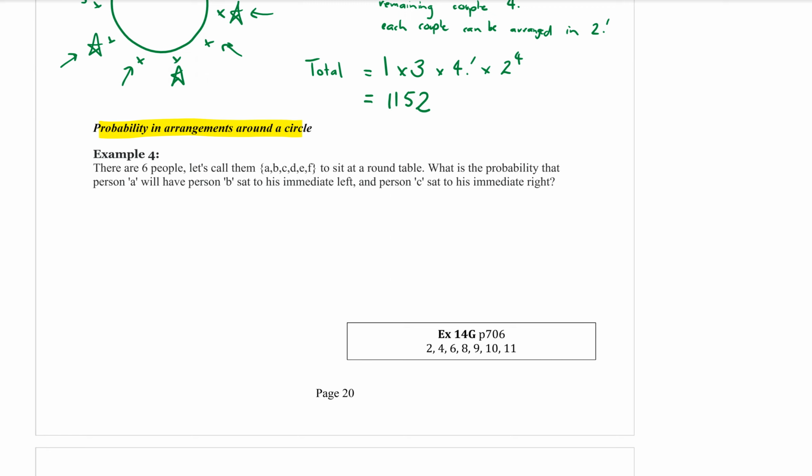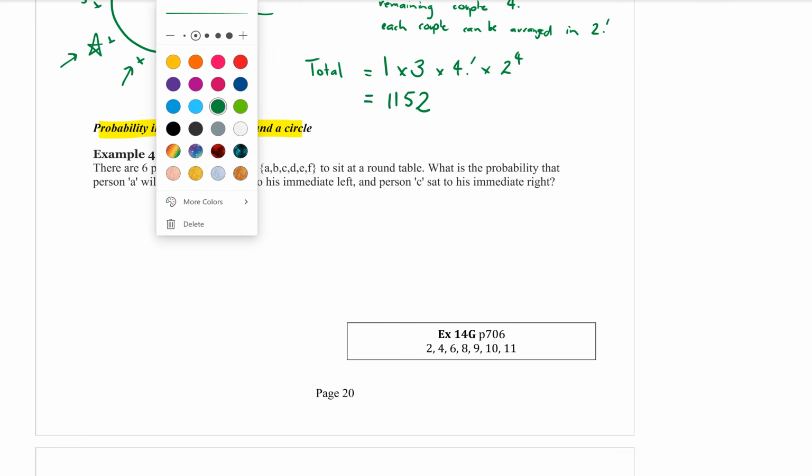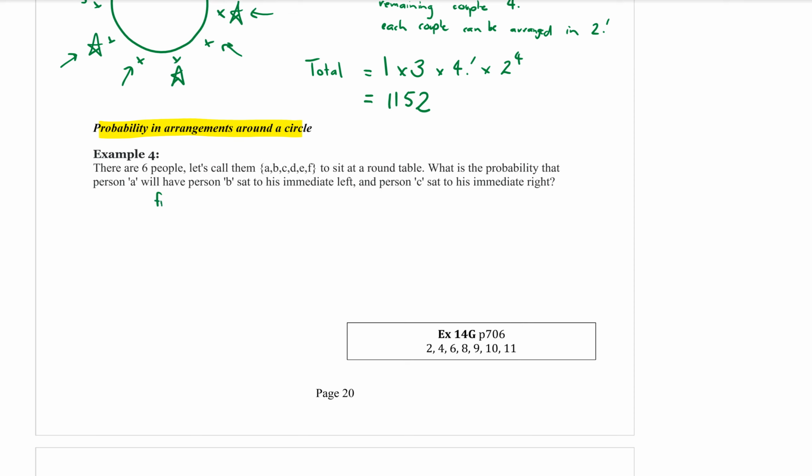How many groups do I have? 1, 2, 3, 4 groups. You already got 1 fixed, which means times 3 factorial. So what we've done is we're fixing A, B, and C. They're all fixed together. So the remaining people are arranged in 3 factorial ways, which is equal to 6.